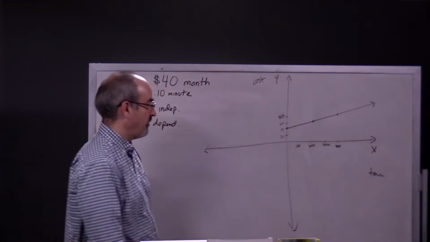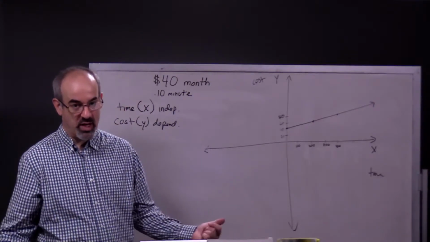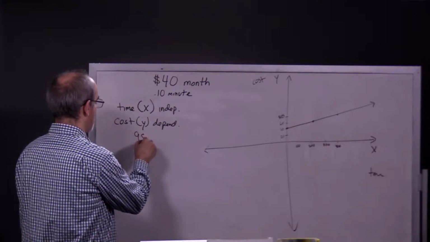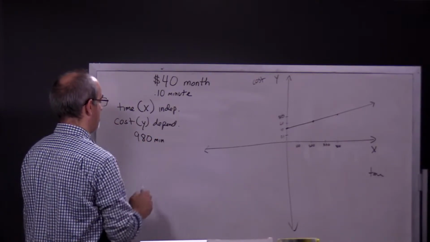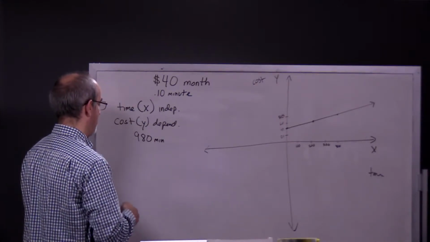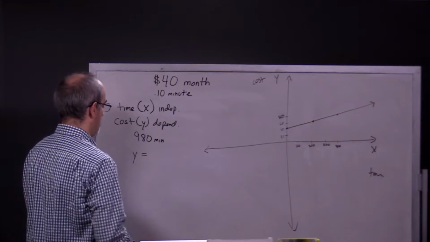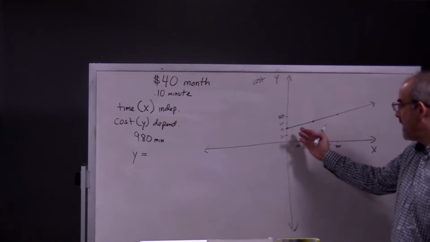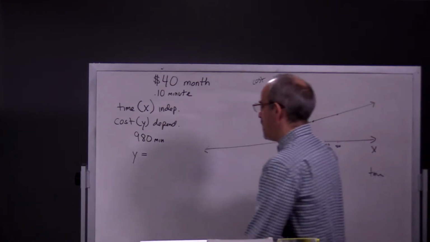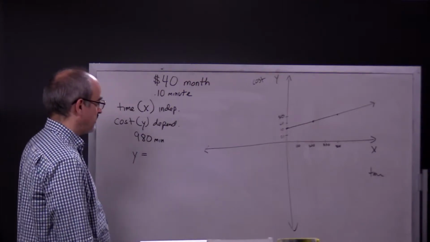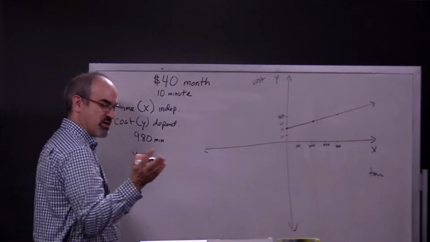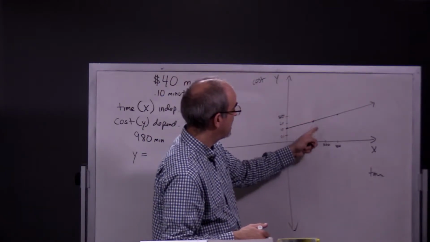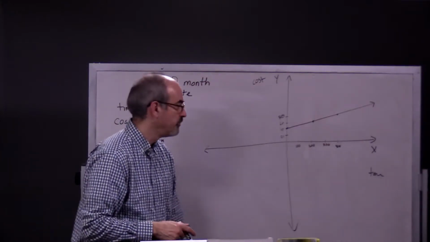Now, if I want to figure out how much it will cost me to talk for 980 minutes, just picking a strange number, I want to write a formula for that. Remember, this is a linear function. You can see by the graph that it's a linear function. Why is it a function, by the way? Well, look, every x value is matched with exactly one y value. So it is a function.